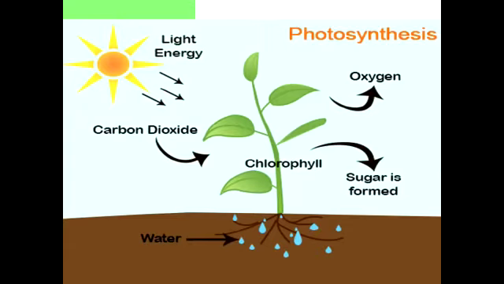You will understand this process with the help of this diagram very well. See here, there is a plant, and in the plant there is a green color pigment known as chlorophyll. Now you can see the light energy is coming from the sun, carbon dioxide is coming from the air, and water is coming from the soil.